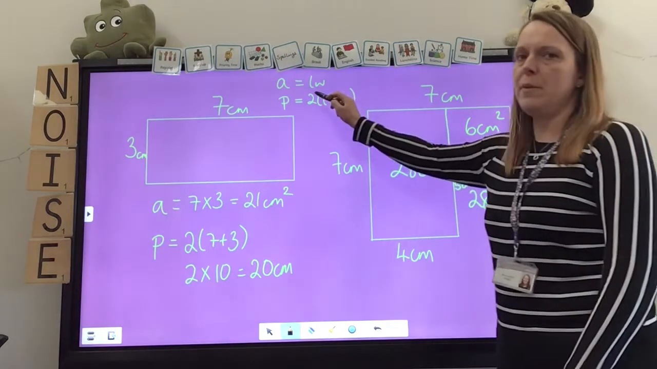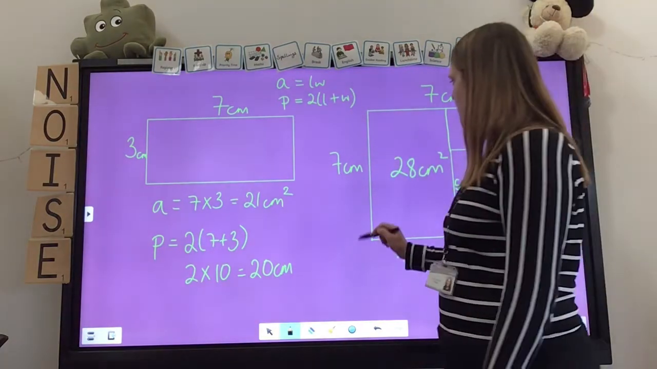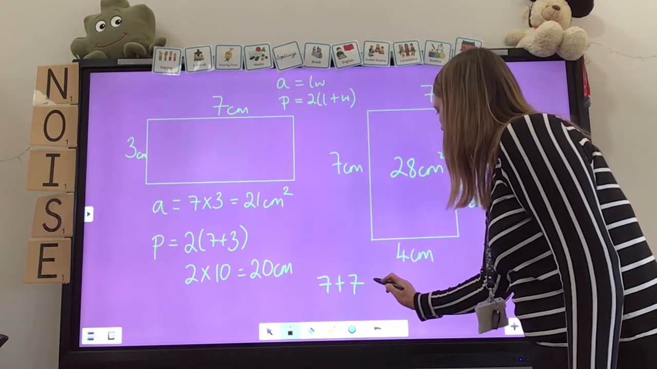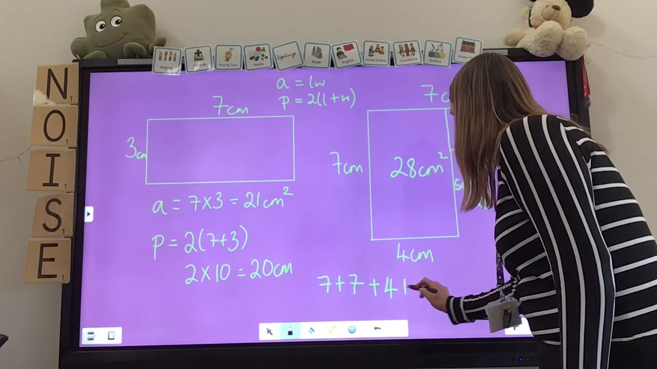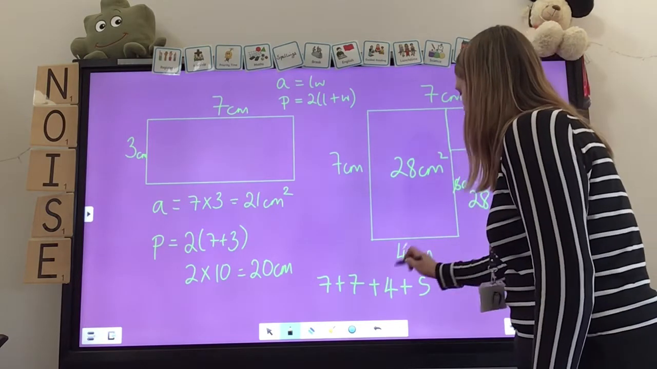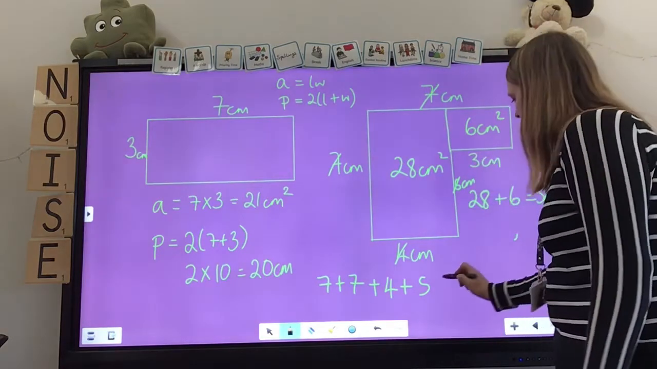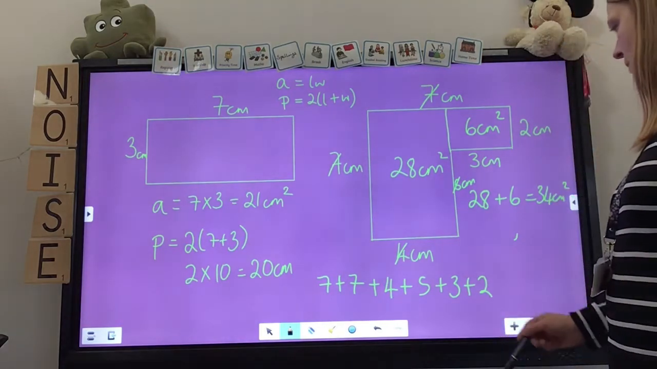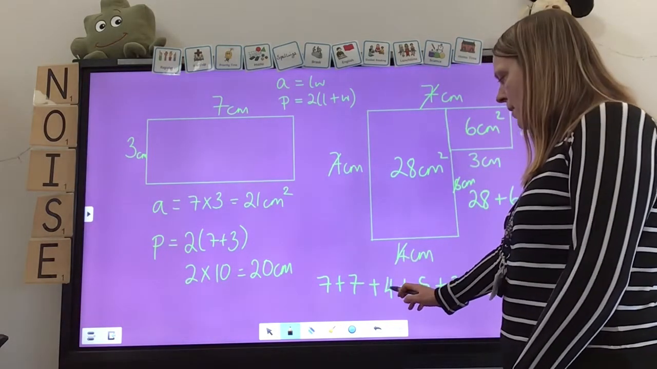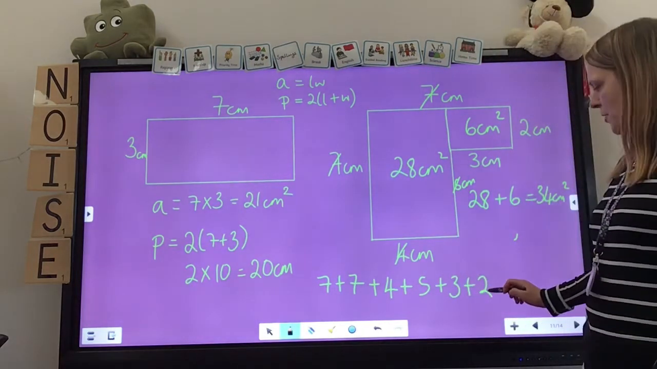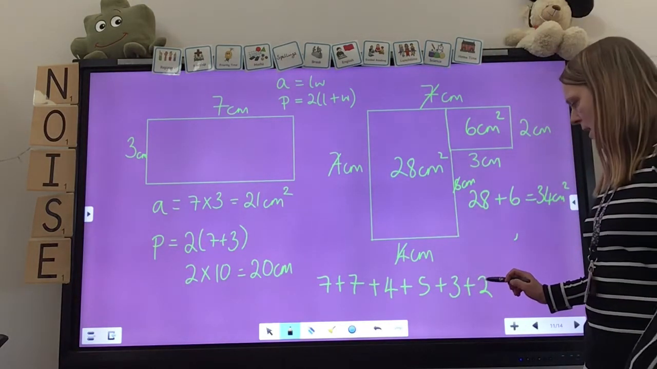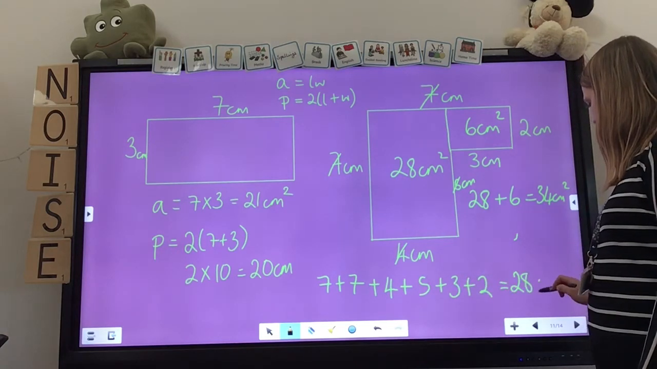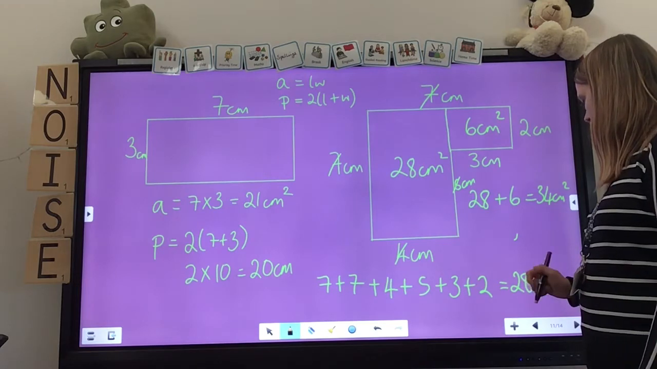I can't use this formula for this. I have to add up the individual lengths. 7 plus 7 plus 4 plus 5, and I'm going to tick them off to let me know that I've added them on, plus 3 plus 2. So 7 and 7 is 14, plus 4 is 18. I'm going to add on my 2 next because that will then take it to the next 10. So 28 centimetres. Okay.